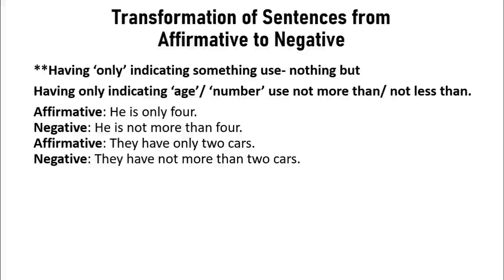If you have "only" in your affirmative sentence indicating something, then you have to use "nothing but." And if you have "only" in your sentence indicating age or number, then you have to use "not more than" or "not less than." Here you have some examples. He is only 4. Here we have "only" indicating number, so we have to use "not more than" or "not less than." You can say he is not more than 4. You can say he is not less than 4.